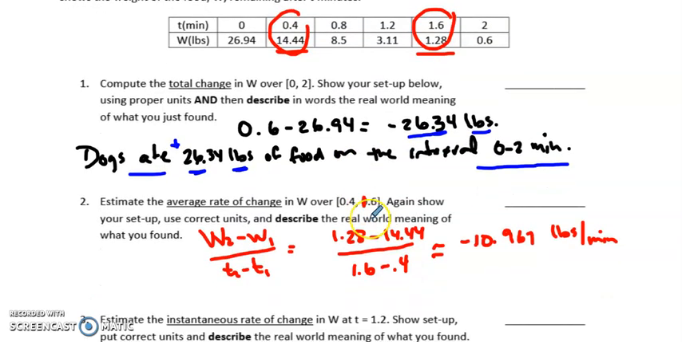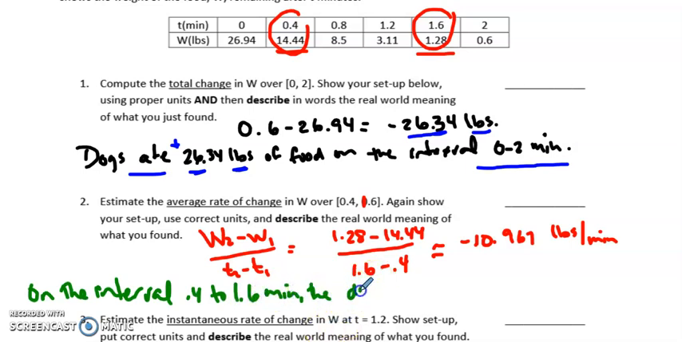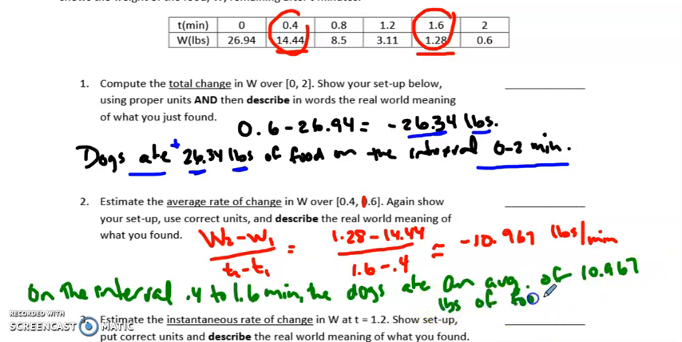And now they want us to describe the real-world meaning of what has happened here. So I'm going to try to change colors of ink, and here I go. I'm going to write about this situation and say that on the interval 0.4 to 1.6 minutes, the dogs ate an average of 10.967 pounds of food per minute.